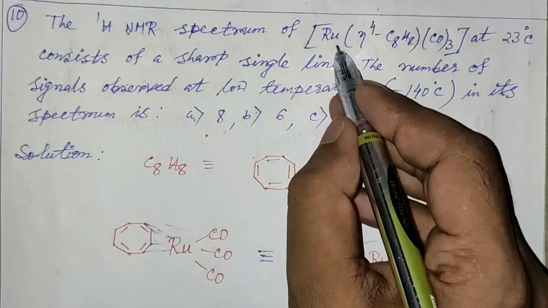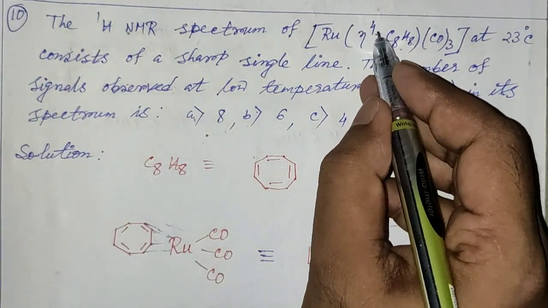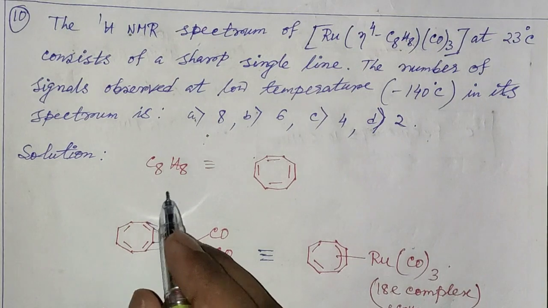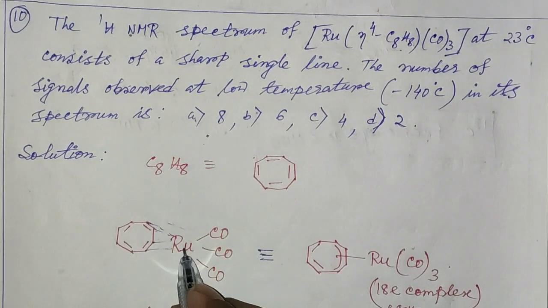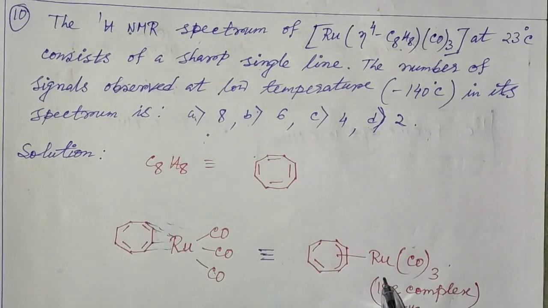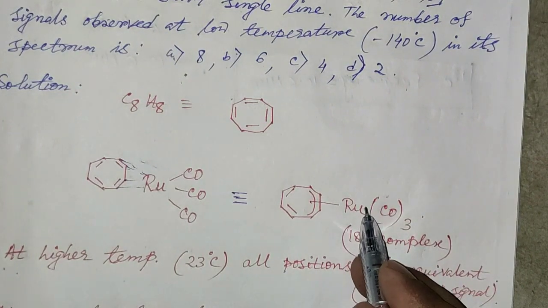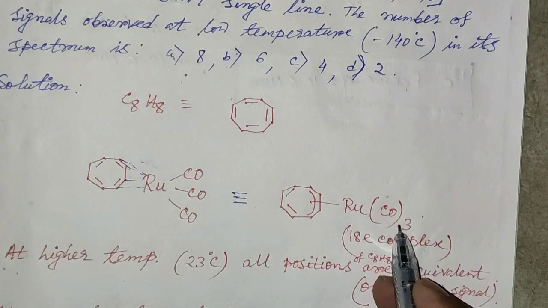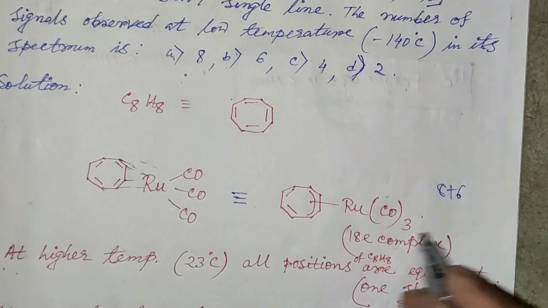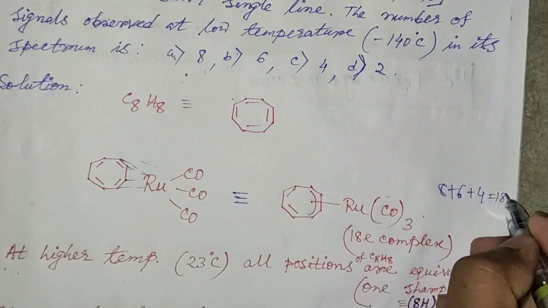Now if we draw the structure of this complex, since it is an η4 complex, there will be coordination of 4 carbon atoms of the C8H8 ligand with the metal center, and there are 3 CO groups. If we count the number of electrons, we can see that this will be 18 electrons. Ruthenium contains 8 electrons, 3 carbonyl groups give 6 electrons, 8 plus 6, and for η4 mode binding there will be 4 electrons, so 18 electrons.